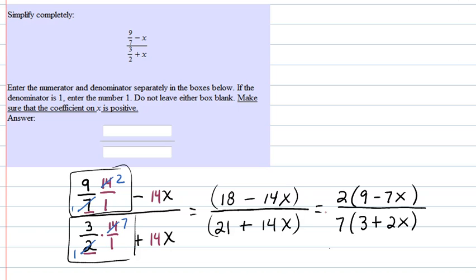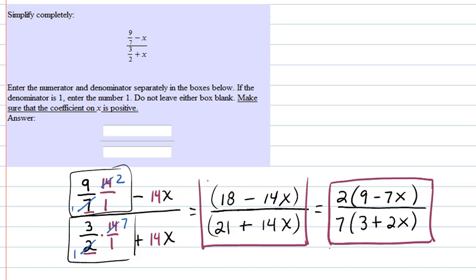So nothing really reduces. So you could type in for your answer either the factored form, or since it doesn't reduce, you could type it in and multiply it out there. So either one of these. And they're asking you for your numerator separately from your denominator. So fairly straightforward. I'll choose the first one, 18 minus 14x for my numerator, and 21 plus 14x for my denominator. I don't have to put parentheses here because they're asking me for them separately.